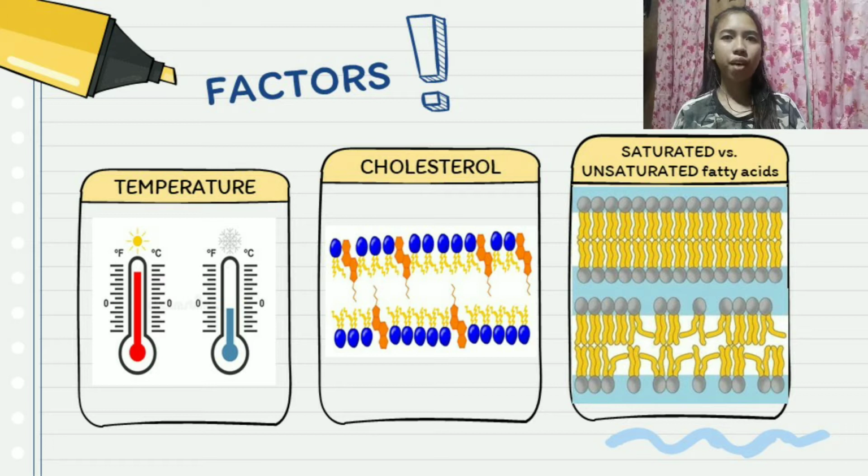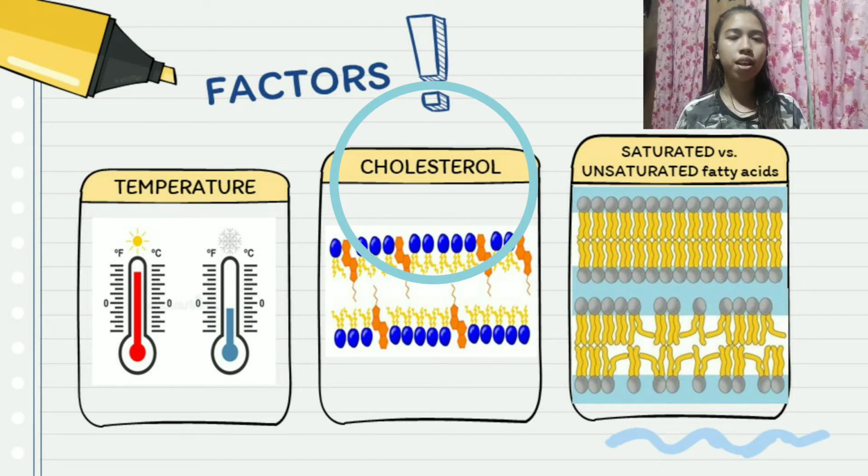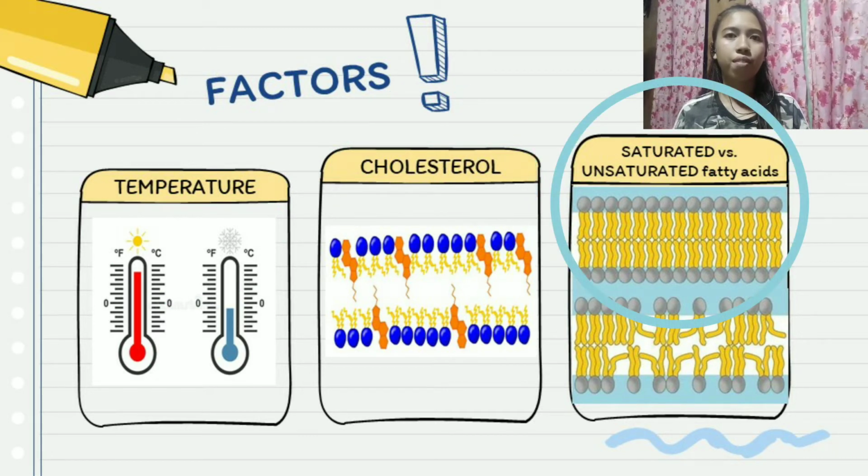Now, a lot of different factors can affect membrane fluidity, but the three most important ones that we are going to discuss today are first the temperature, second the cholesterol, and the third, which is whether we have unsaturated or saturated fatty acids.